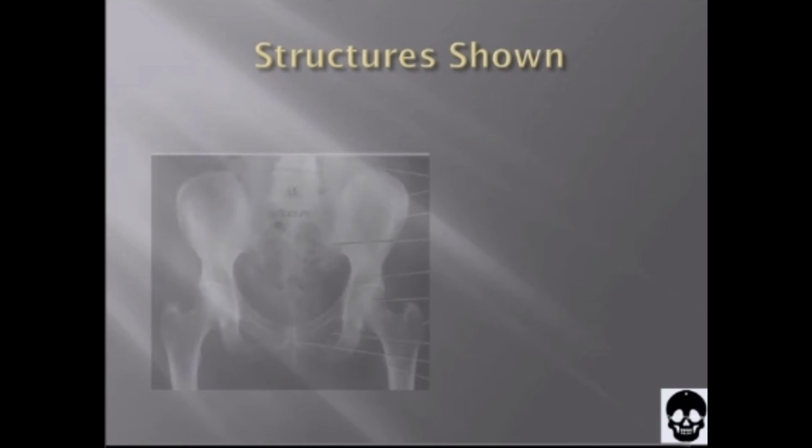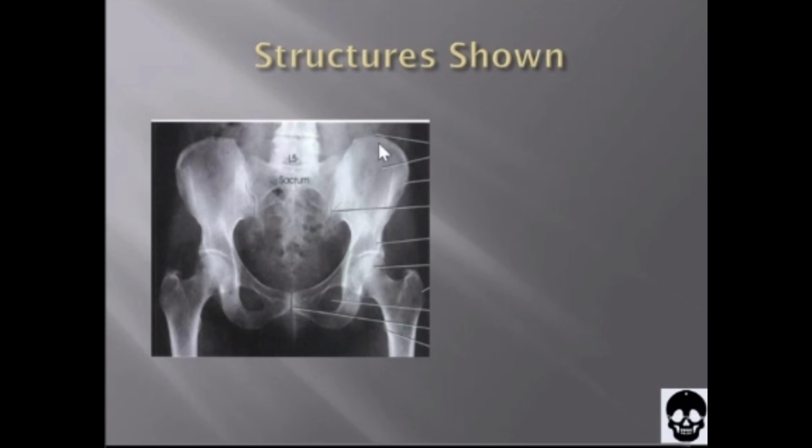Structures shown in AP projection of the pelvis. We have the iliac crest, ala of pelvis, the anterior superior iliac spine, the sacroiliac joint, the anterior inferior iliac spine, the femoral head, greater trochanter, the obturator foramen, the pubic symphysis, and lesser trochanter.